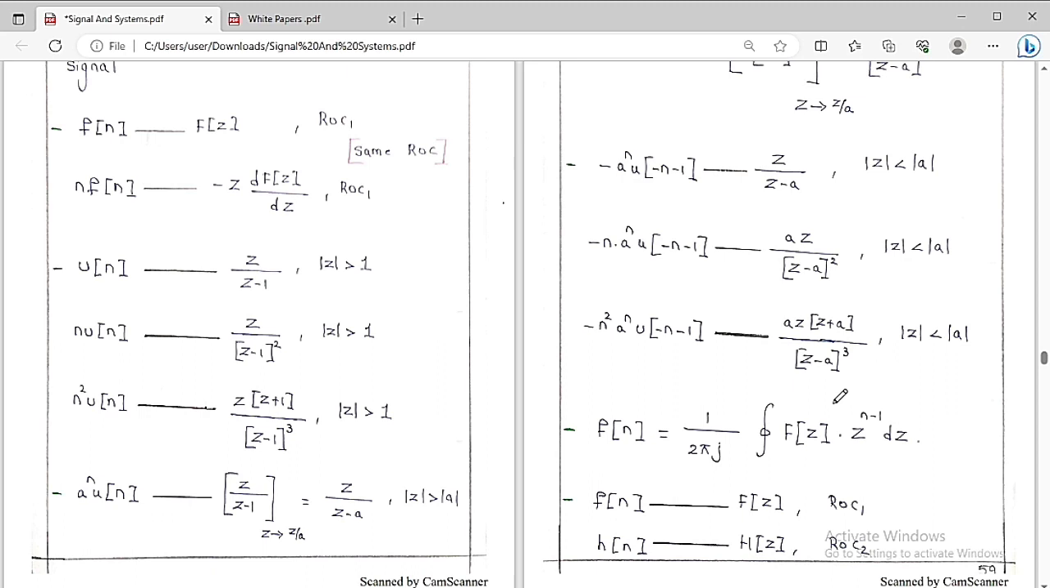And I've already told you, suppose F(z) is in the ratio of numerator by denominator, then try to convert it into partial fractions, and by using the inverse z transform also, you can get back the discrete time domain expression of f(n). So that is one more method, and this is also one more method. These two formulas you have to keep in mind.